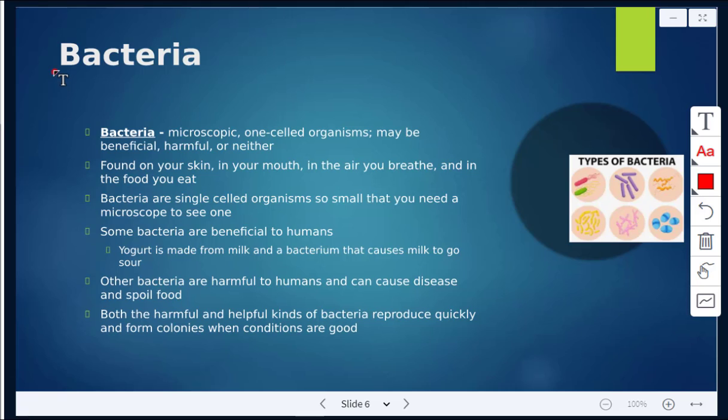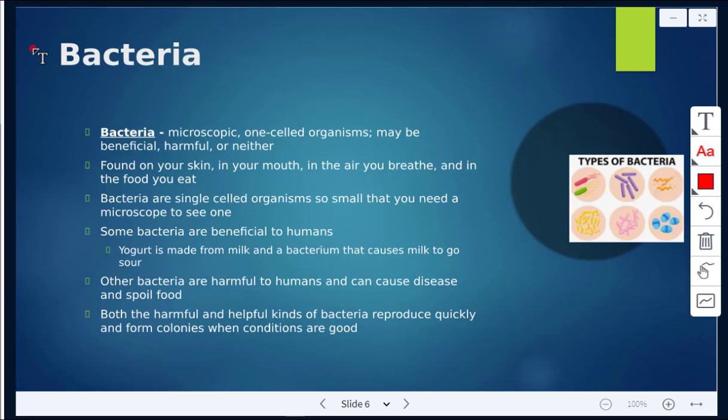So we're going to talk about bacteria first. So bacteria are microscopic, so you have to use a microscope to see them. They are one-celled organisms, meaning they're only made up of one cell, not multicellular, and they can either be beneficial or harmful or neither. So they're found everywhere. They're found on your skin, in your mouth, in the air that we breathe, in the food that we eat. They are very, very small, so you do need a microscope to see one.